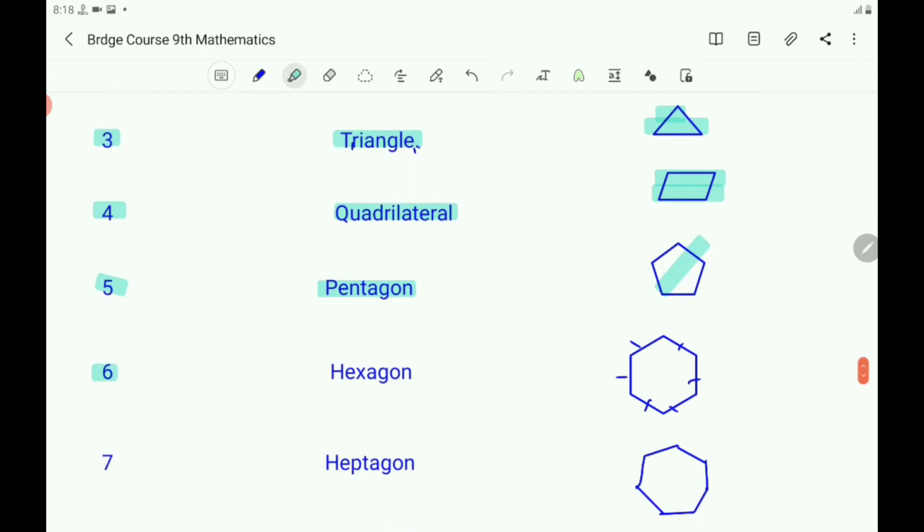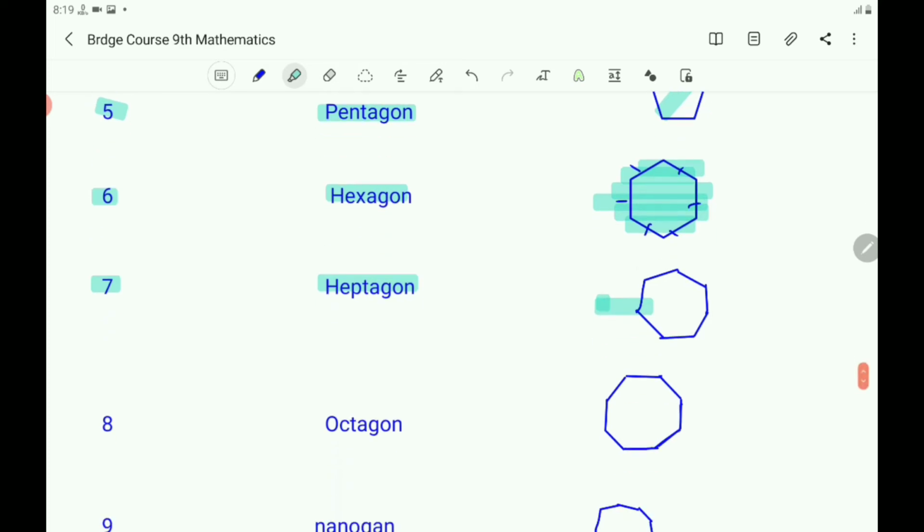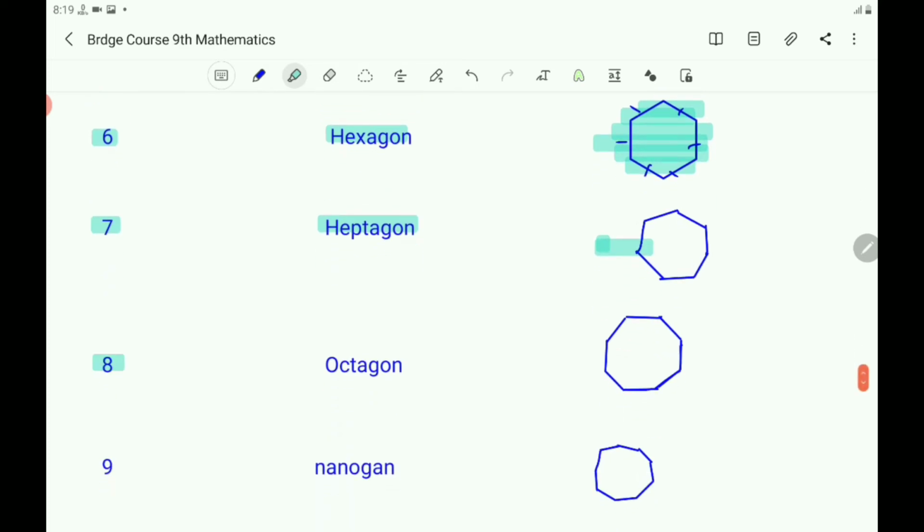Next, if the polygon is having 6 sides, then it is called hexagon. Here you observe, this is the hexagon. Next, if the polygon is having 7 sides, it is called heptagon. Here you observe the heptagon. If the polygon is having 8 sides, then it is called octagon. Octagon means 8. Here you observe the shape of the octagon.